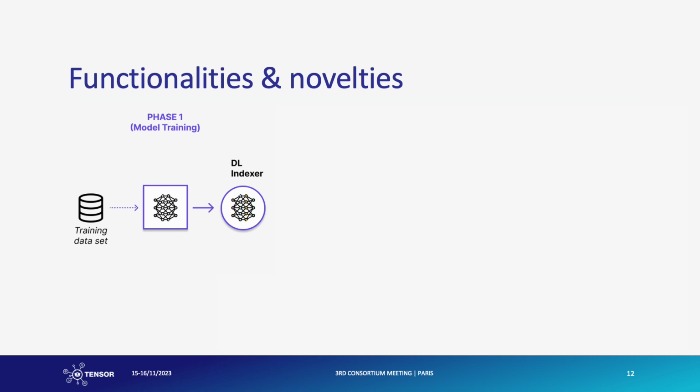In the initial phase, known as the model training phase, which occurs offline, the deep learning indexer undergoes intensive training using an annotated, high-quality, and relevant dataset. This training is essential to equip the module with the intelligence required to understand and categorize complex patterns within the data.